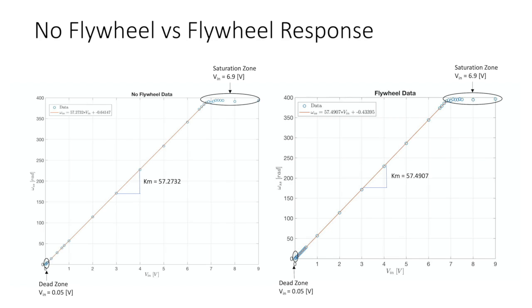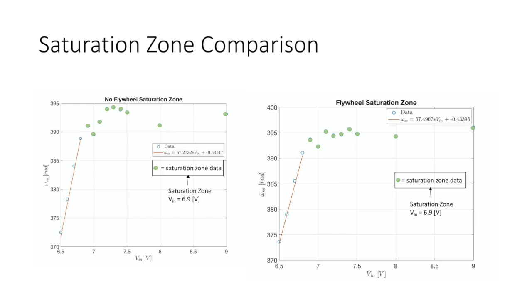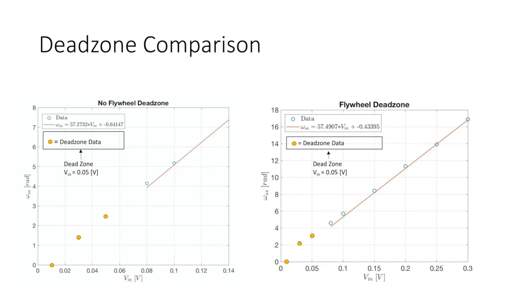In this case, our Km for no flywheel was 57.2732, and our Km for the flywheel was 57.4907, which are very similar. And the beginning of our saturation zone was at 6.9 volts for both the flywheel and the no flywheel data. Dead zone ended at the same voltage for both components.